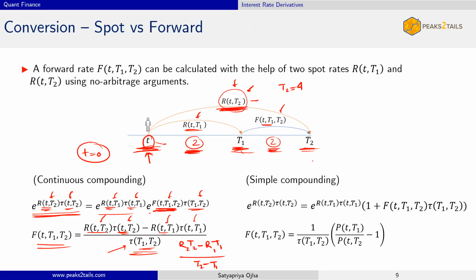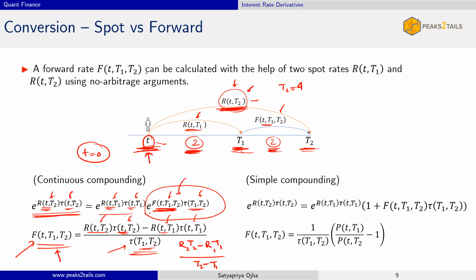Okay, the same argument you can do. So we got this answer, which is a continuously compounded forward rate. How do I know it is a continuously compounded forward rate? Look at the formula. I have applied it as e to the power rate times year fraction. In this fashion, whenever you apply the growth, it is a continuously compounded rate. So you got the answer in terms of continuously compounded forward rate.